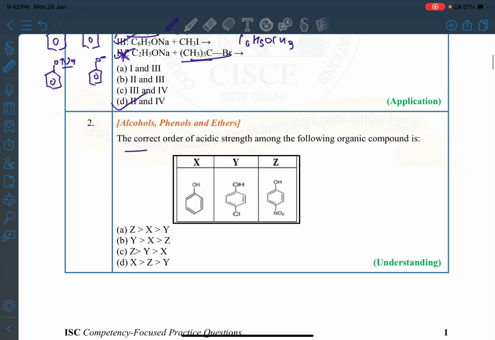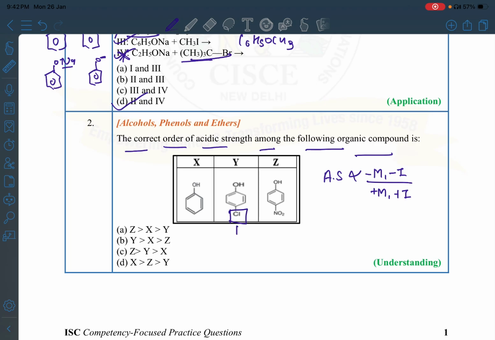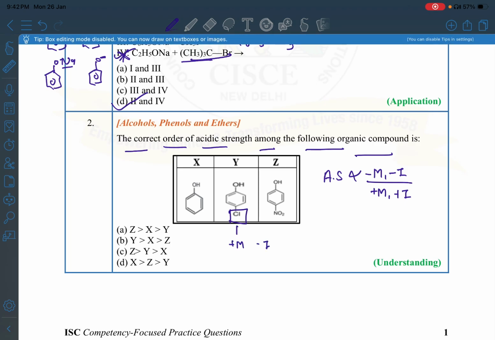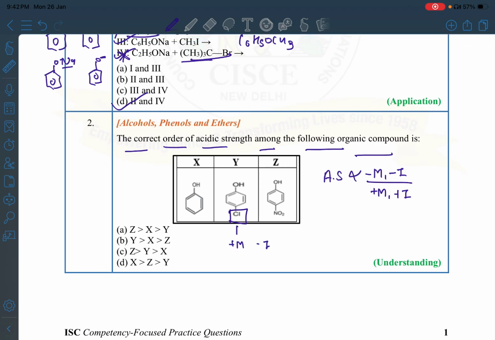Now the second question: the correct order of acidic strength among the following organic compounds. As we know, acidic strength is directly proportional to the minus M and minus I groups, whereas inversely proportional to plus M and plus I groups. Chlorine acts as both plus M and minus I group, and for the halogen, the minus I property is dominant.